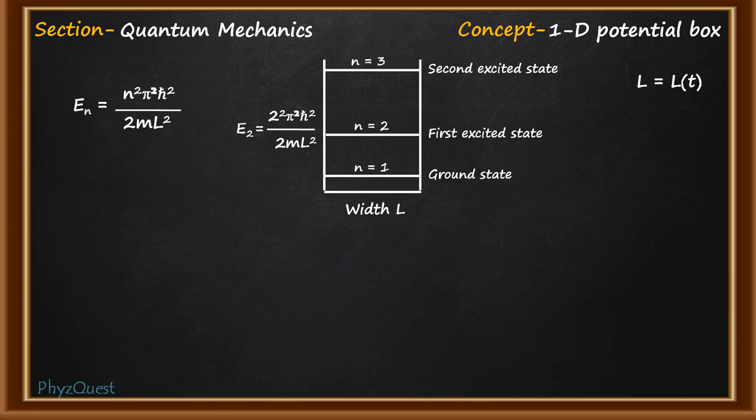So let's do that. dE2 by dt is equal to, now if you look at the expression of E2, 2 square pi square h cross square divided by 2m, all these terms are constant. The only time-dependent term is L. So the differentiation will take place only for 1 by L square. So we can write this as 2 square pi square h cross square divided by 2m times d by dt of 1 by L square.